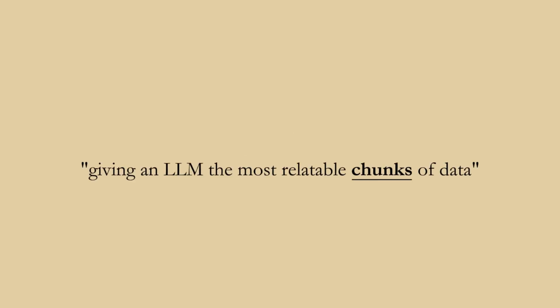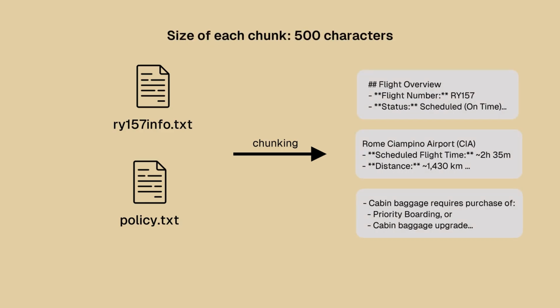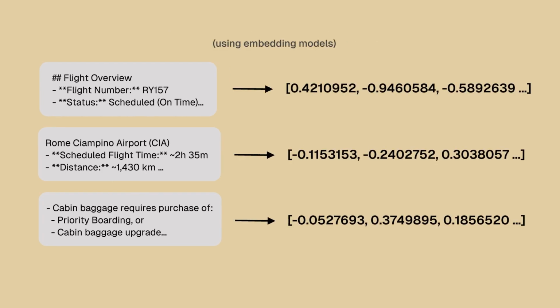Here's where RAG comes in, or Retrieval Augmented Generation. It's basically giving an LLM the most relevant chunks of data. In this example, the data about a specific flight and the whole airline's policy will be chunked into, let's say, 500 character chunks. Then, we will need to embed those chunks, which means getting vectors for those chunks.